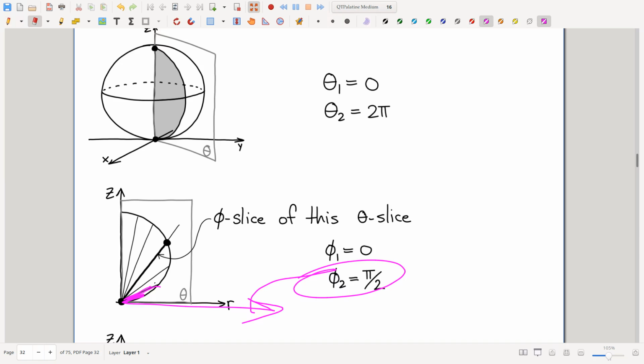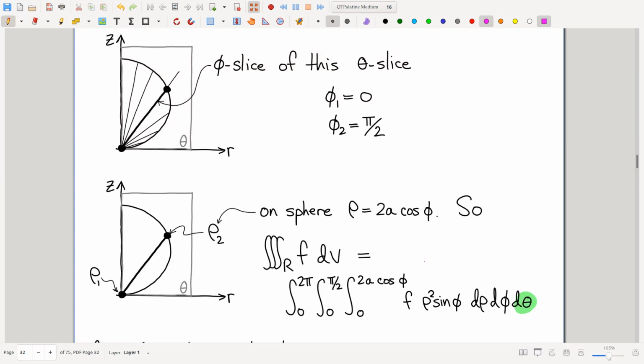All right. So, cool. 0 to pi over 2. Phi 0 to pi over 2. Okay, then finally, we're going to pick a value of phi. There is a phi slice of our theta slice, and we have to look at rho.